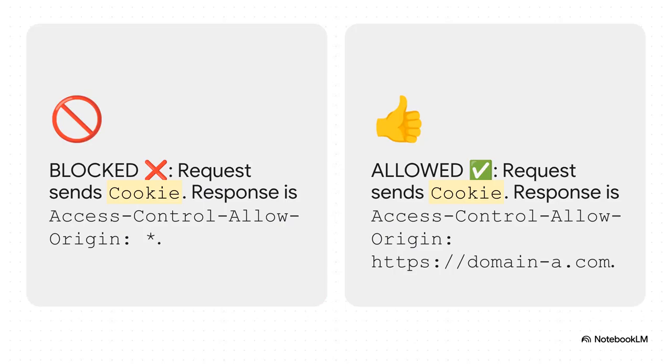So let's make this crystal clear. If your code tries to send a cookie, but the server just gives a lazy reply like, sure, anyone can access this, using that star wildcard, the browser will block it, flat out. It refuses to expose sensitive data with such a generic permission slip. For the request to work, the server must respond by naming your specific origin, like https://domain-a.com. It's like a personalized invitation, proving it's a trusted exchange.